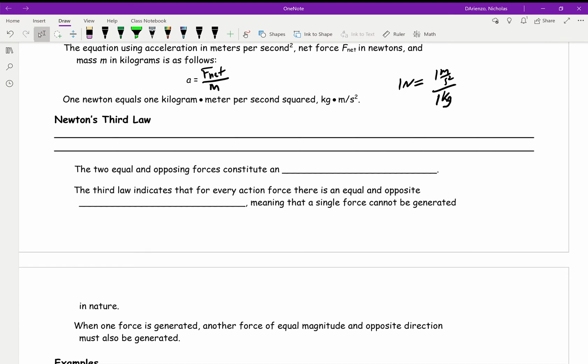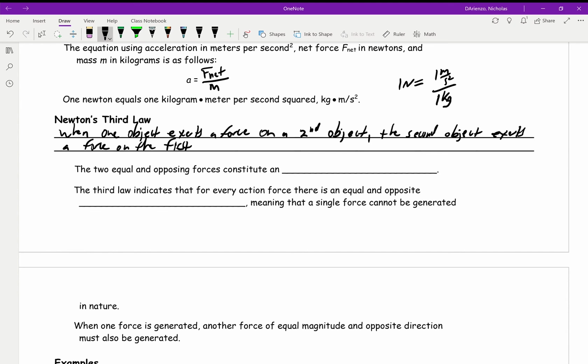Newton's third law is the last one we'll take a look at for today. Newton's third law says that when one object exerts a force on a second object, the second object exerts a force on the first object that is equal in magnitude and opposite in direction.